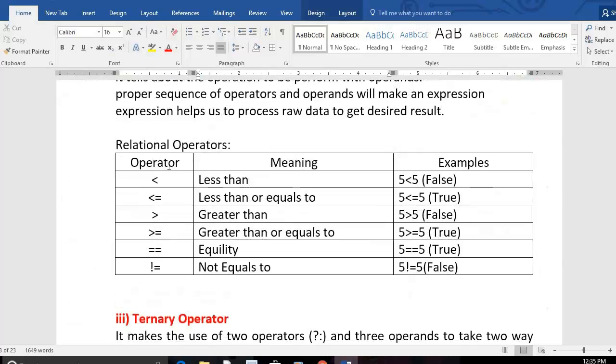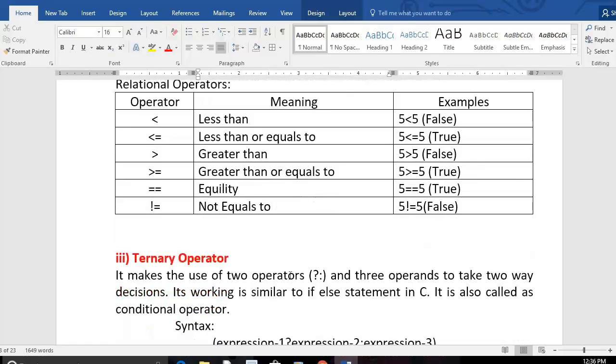Relational operators are also binary operators: less than or equals to, greater than or equals to, double equals to, not equals to. Is 5 less than 5? No. False. Is 5 less than or equals to 5? 5 is not lesser than, but it is equals to 5. True. Is 5 greater than 5? No. Greater than or equals to 5? True. Is 5 equal to 5? Yes. Is 5 not equals to 5? No, 5 is equals to 5, so that is false. Okay, these are all binary operators.